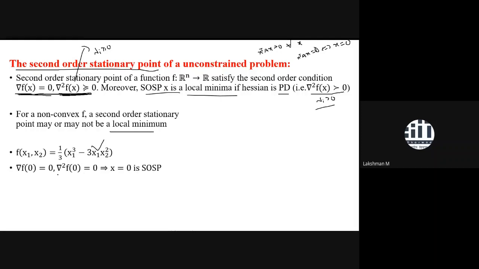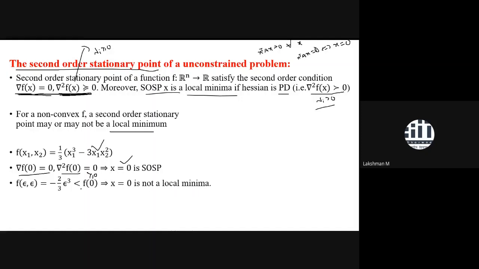Why is 0 a second order stationary point? Because we observe that the gradient is 0. Also, the Hessian at this point is positive semi-definite. That means at 0 it is taking 0 value, so it is positive semi-definite, that means greater than or equal to 0. Every eigenvalue is greater than or equal to 0. So we can say that x equal to 0 is a second order stationary point for this function, but it is not a local minimum.